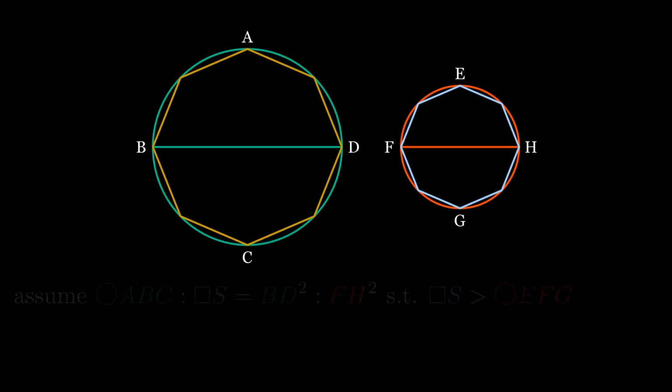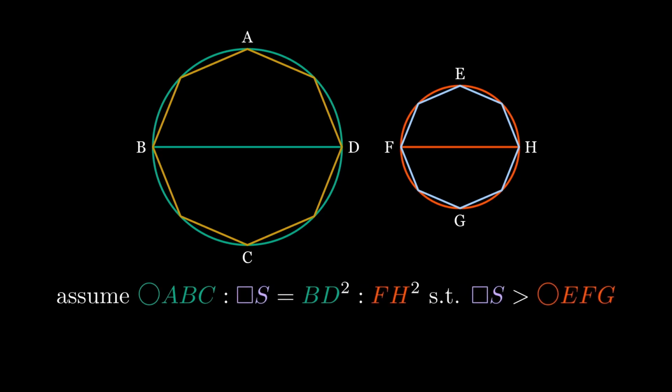We'll now assume that circle ABC to area S is proportional to BD squared to FH squared, where area S is greater than circle EFG. Then FH squared to BD squared is proportional to area S to circle ABC.